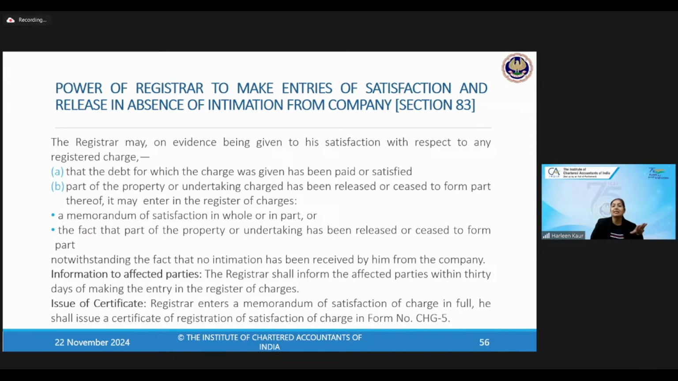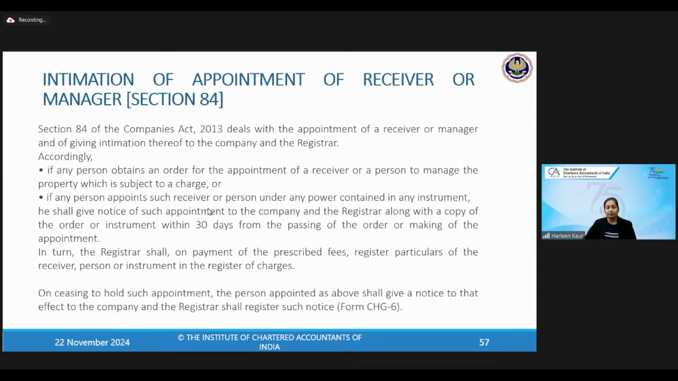Either somebody else is telling him, or he comes to know on his own, or he feels that yes, this is the right thing. No intimation has been given in CHG 4, but still he can issue CHG 5. So power has been given to the registrar under section 83 that even in the absence of intimation coming from the company, he can issue CHG 5, a certificate for the satisfaction of charges.